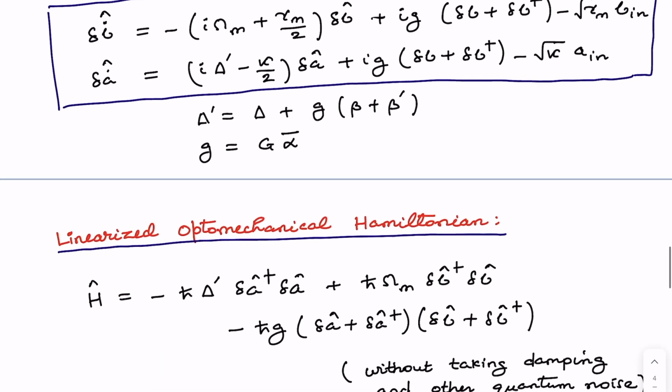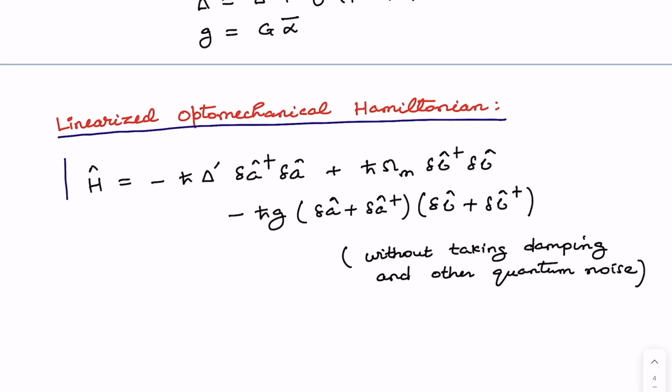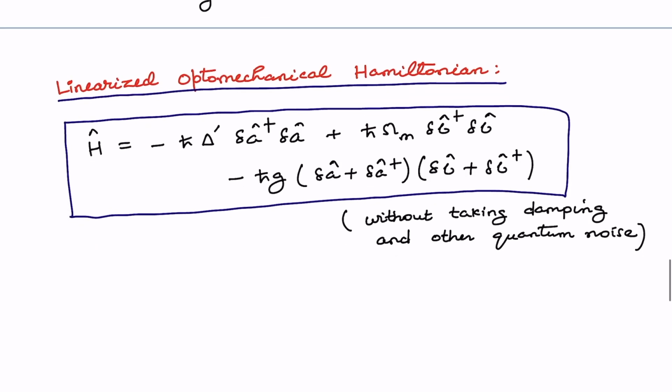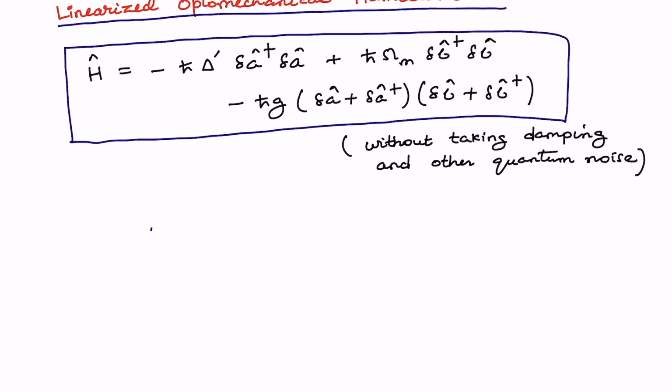And because of these equations, we can write a linearized optomechanical Hamiltonian, and this is what we obtained finally in the last class, that this is the linearized optomechanical Hamiltonian. Now as you can see, rather than writing the symbol delta A or delta B all the time, because now onwards we are going to work in the linearized regime only, we are going to replace delta A simply by A, and delta B simply by B.